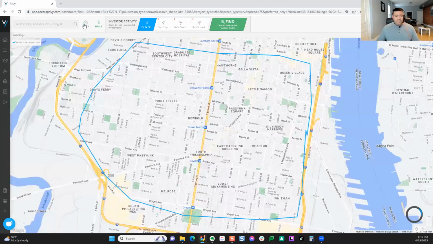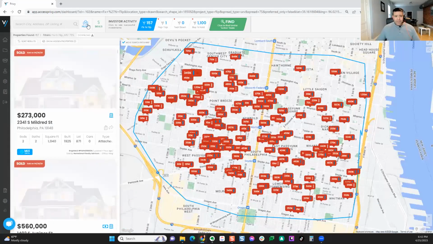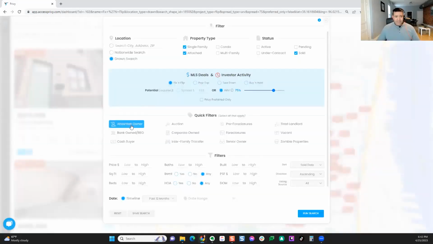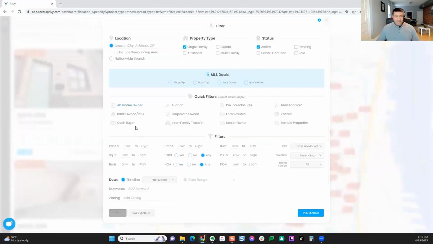And then I can come up here to the filter, and I'll pull a list of absentee owners. So I'm going to reset this. I'm going to click absentee owners. I want all of the absentee owners in this market, anything that's off market.